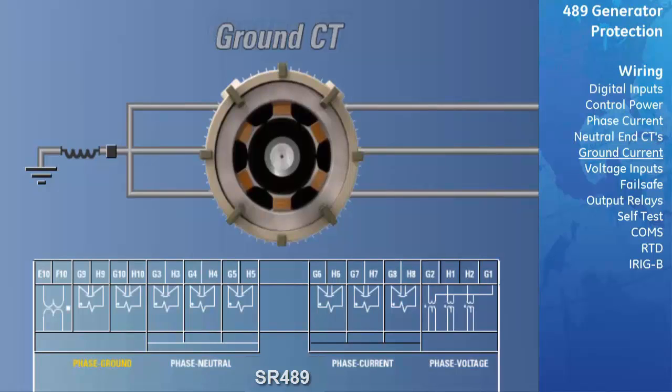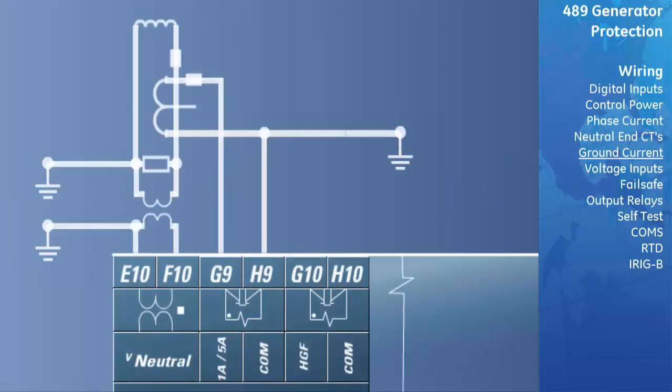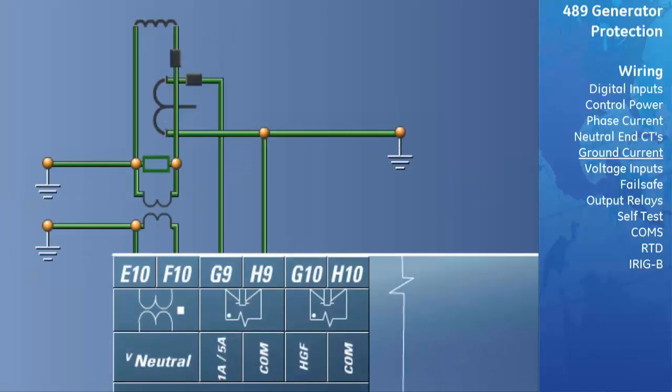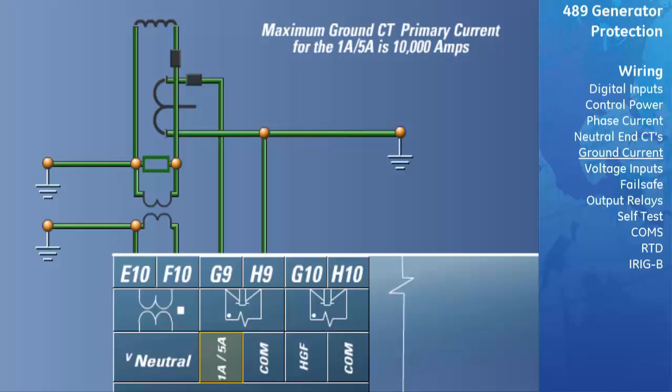The 489 has a dual primary isolating transformer for ground CT connection. There are no internal ground connections on the ground current inputs. The 1 amp 5 amp tap is used for either zero-sequence core balance applications or residual ground connections. The maximum ground CT primary current is 10,000 amps for the 1 amp 5 amp tap. Alternatively, the 50 to 0.025 ground CT input has been designed for sensitive ground current detection on high-resistance grounded systems using the 50 to 0.025 core balanced CT.